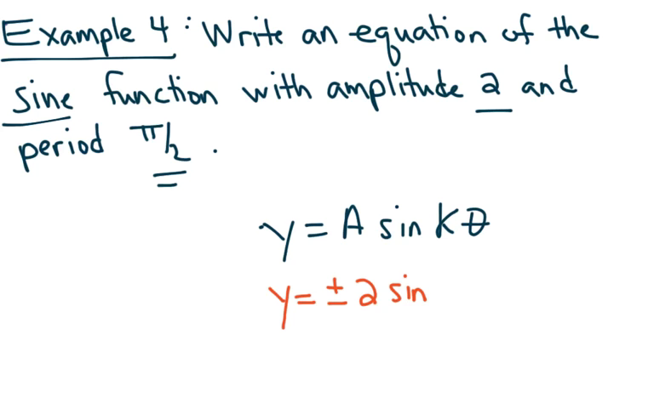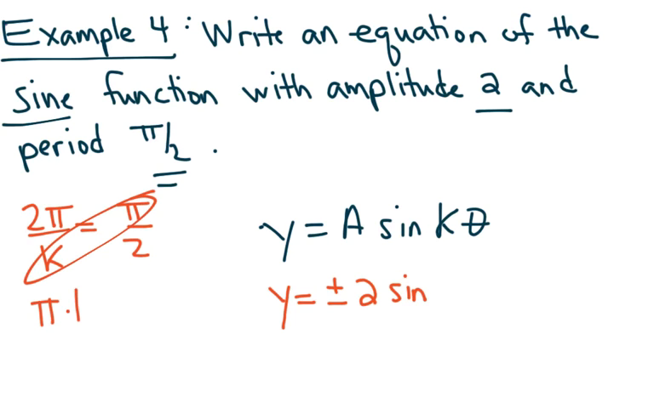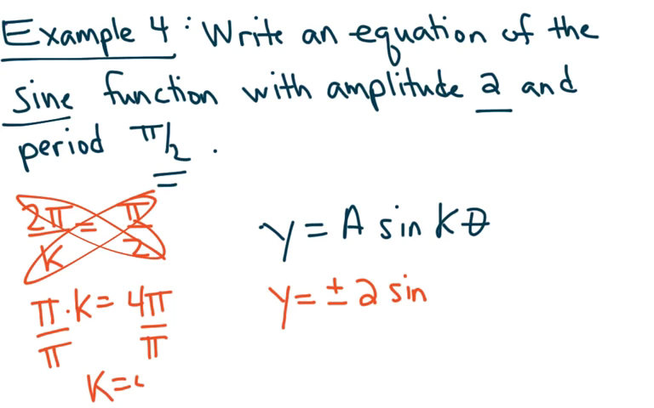K is not pi over 2. Remember, the period is equal to 2 pi over k. Oh, I have a proportion. I know how to solve that. Pi times k is equal to 4 pi. Divide by pi, they cancel, and I find out k is 4. So this is 4 theta.